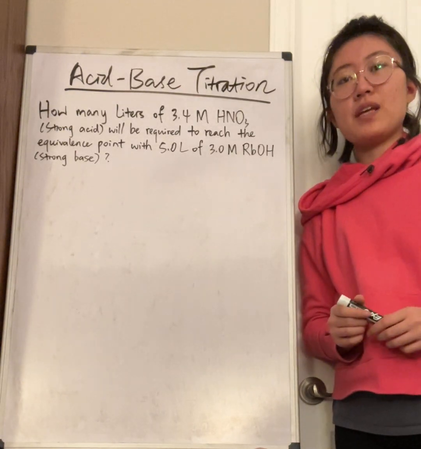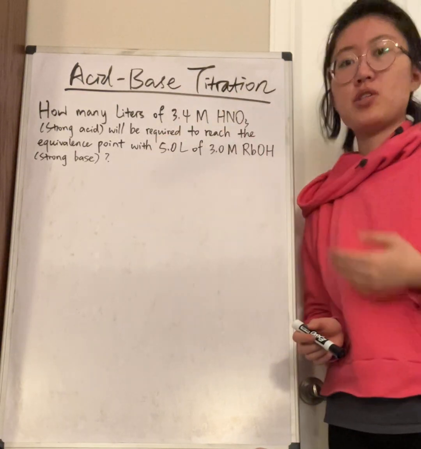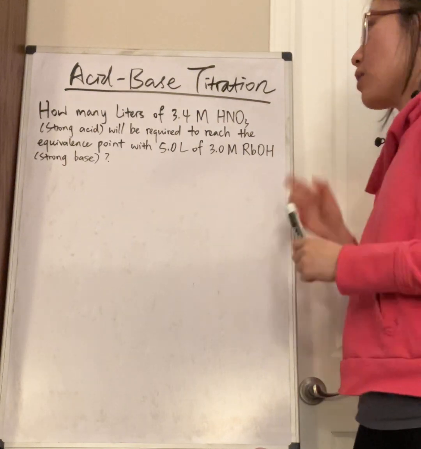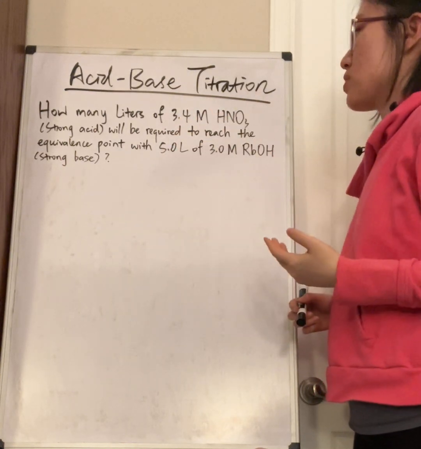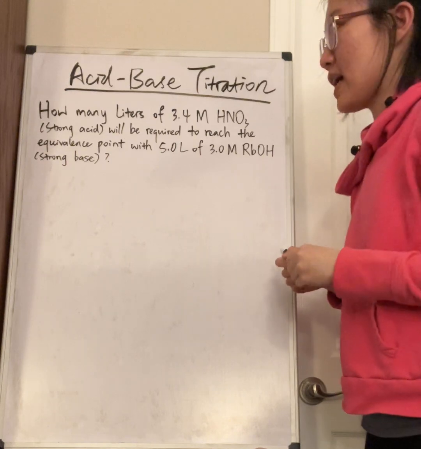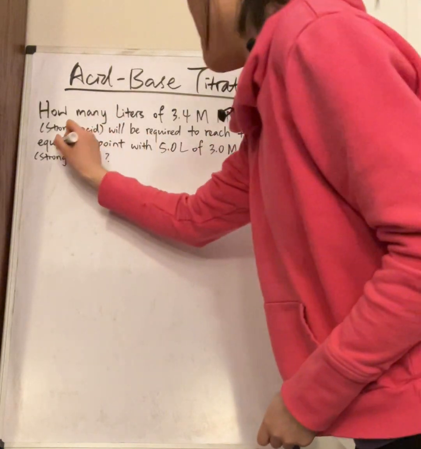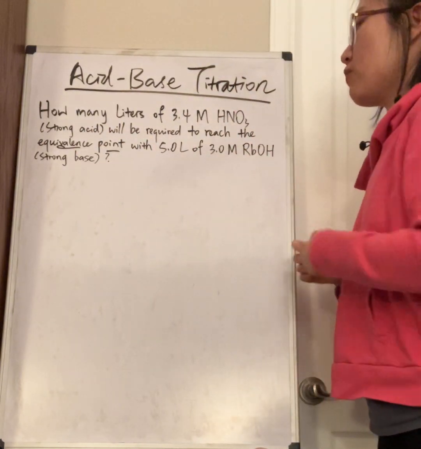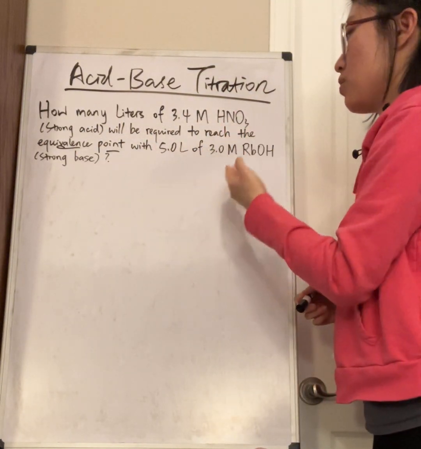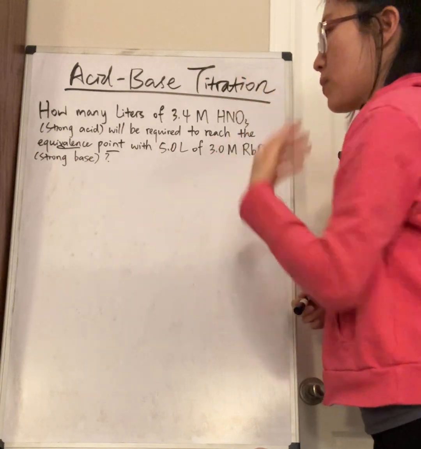Hey everyone, in this video I'm going to walk through an acid-base titration problem with you. It starts by asking how many liters of 3.4 molar HNO3, which is a strong acid, will be required to reach the equivalence point. Oh, keywords here: equivalence point, with 5.0 liters of 3.0 molar RbOH, which is a strong base.